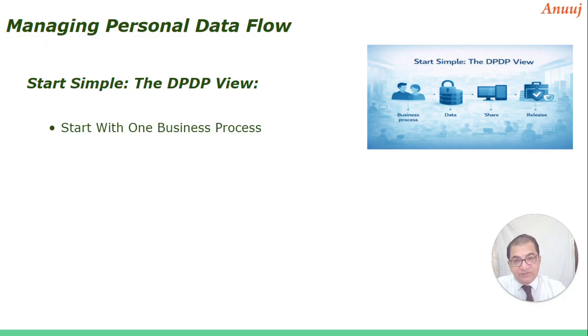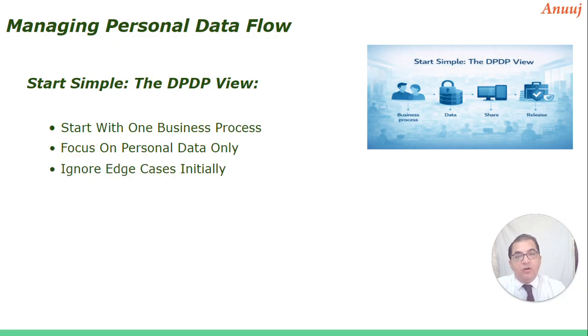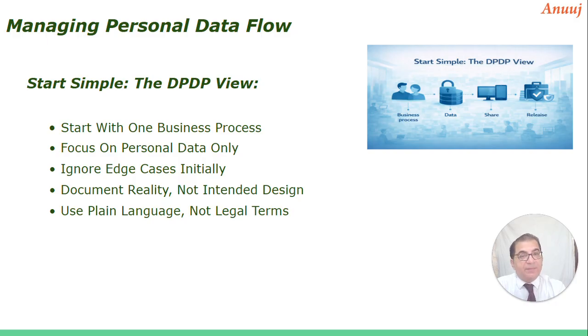Start with one business process, like I said, one department earlier. Focus on personal data only and nothing else. That's what DPDP or personal information wants. Ignore any edge cases. Just look at the real core business first. Document the reality, right? Not the design, but the reality. This is what we collect. This is how we store it. This is how we use it. Use very plain language, no legal terms, and one page is enough to begin.